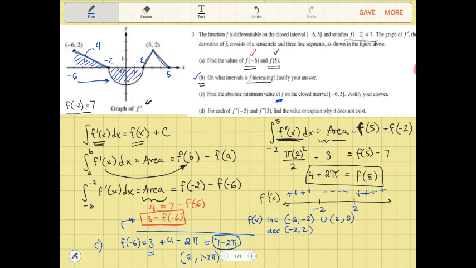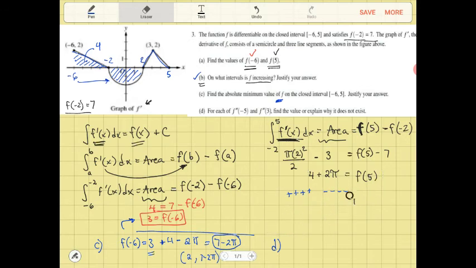Whew. All right, we're almost done. One more part. I'm gonna need a little more space. I'm gonna erase my diagram for the derivative. Sorry about that.